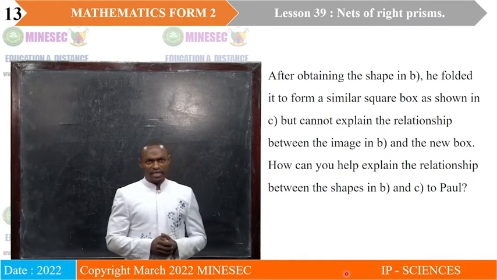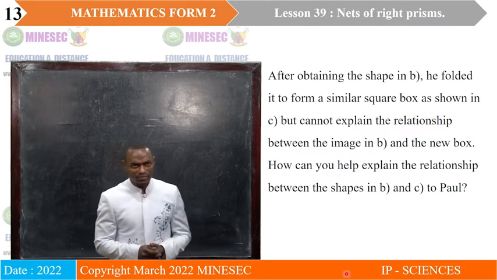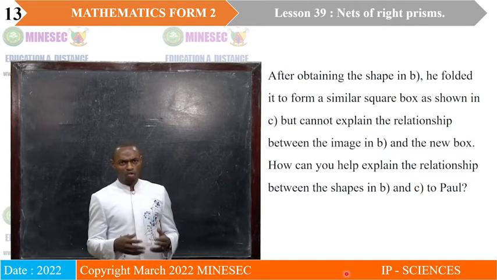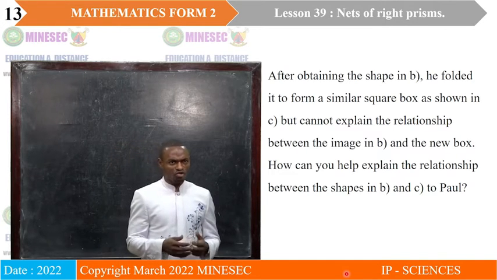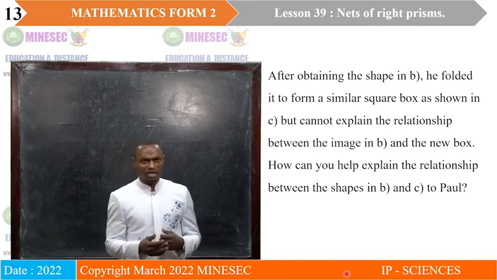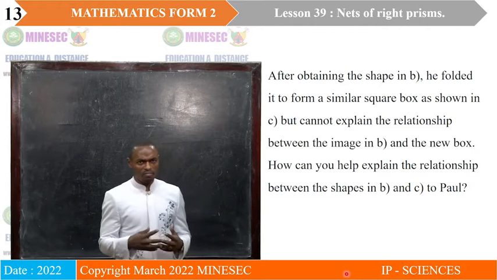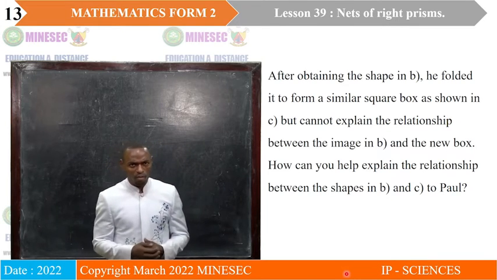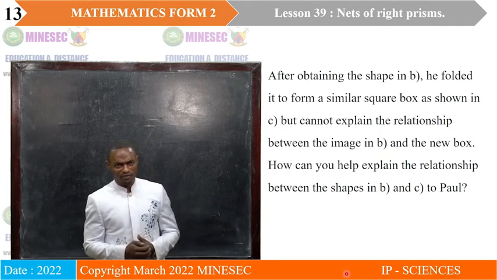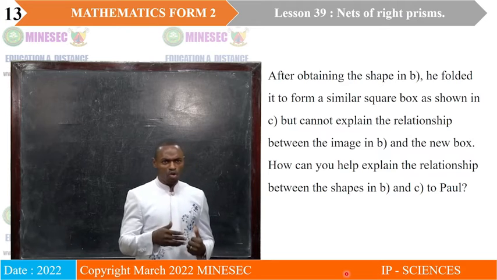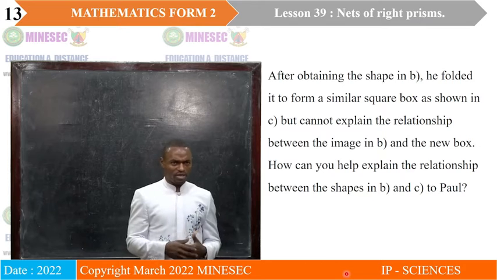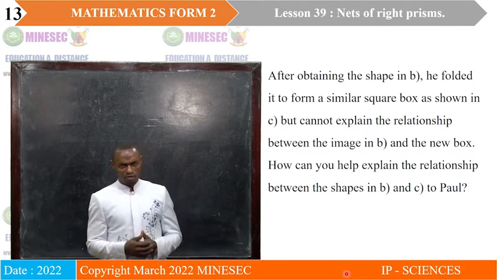After obtaining the shape in B, he folded it to form a similar square box as shown in C, but cannot explain the relationship between the image in B and the new box, which is the cube that has been formed. How can you help explain the relationship between the shapes in B and C to Paul?